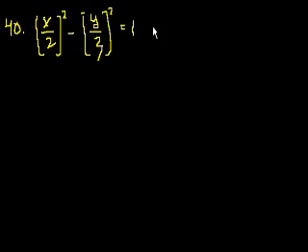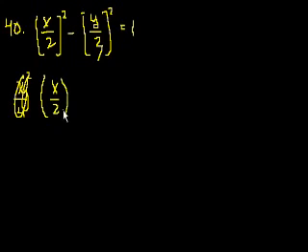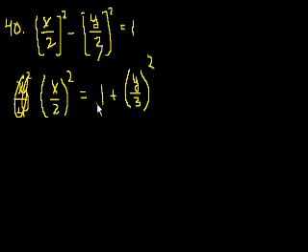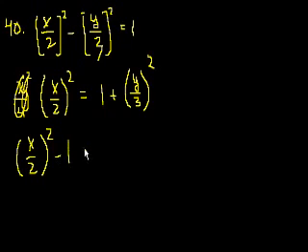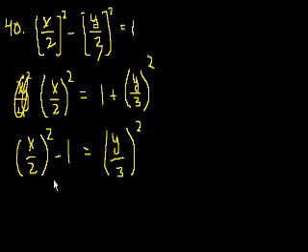Let's put y on the other side. So we get, and let's square this. So this is x squared over 4. Or let me keep it actually in that format. Let's keep that as x over 2 squared is equal to 1 plus y over 3 squared. Let's subtract 1 from both sides. So you get x over 2 squared minus 1 is equal to y over 3 squared.